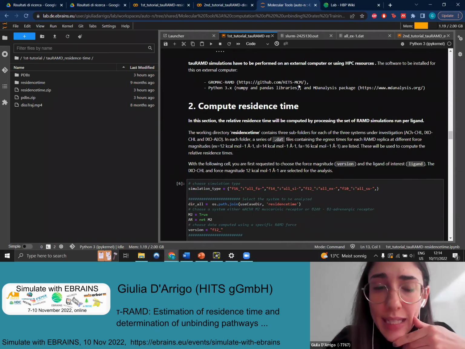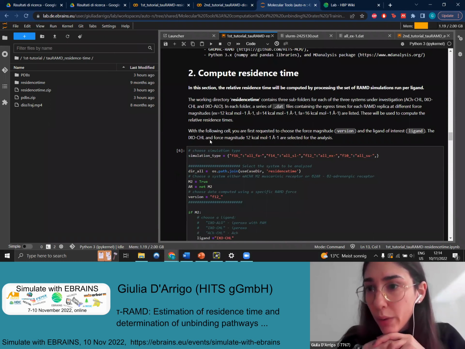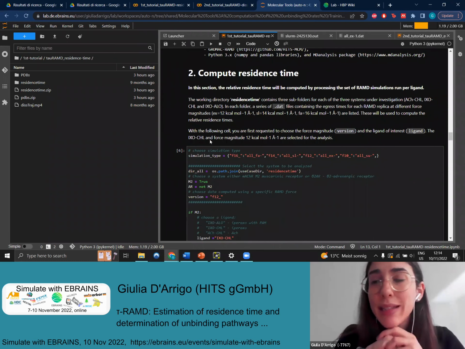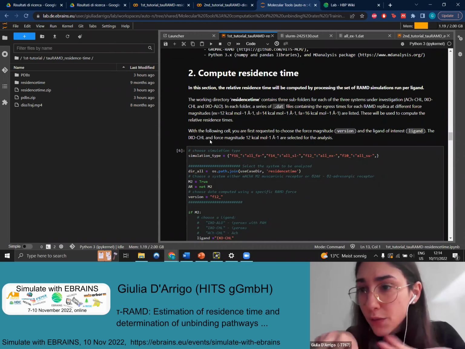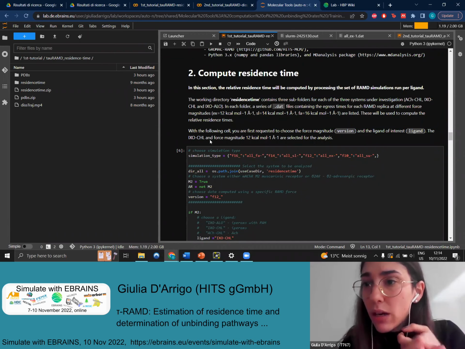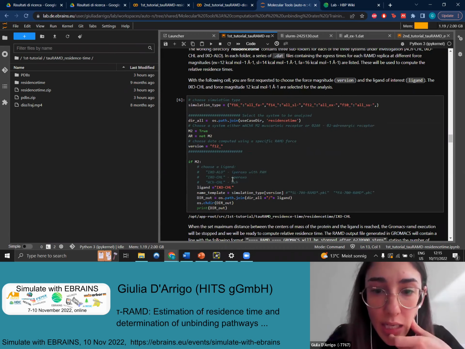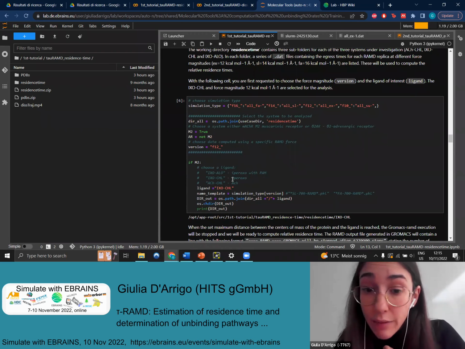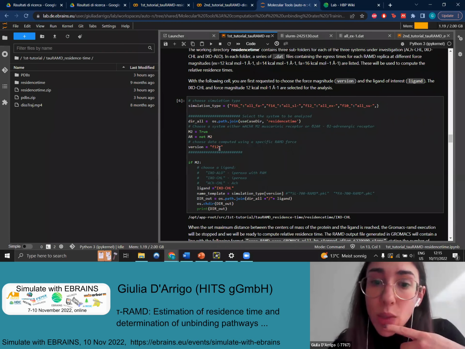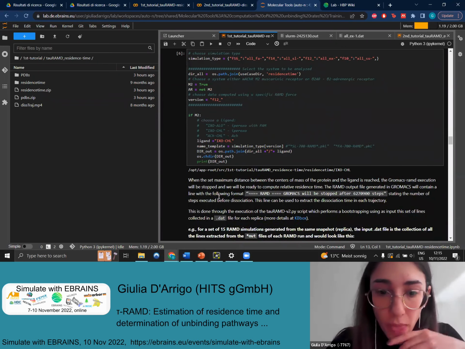If we are at point 2, we are at the exact moment where we are going to compute the residence time. In this case study, we have investigated the behavior of 3 different force magnitudes, 12, 14 and so on kilocalorie per mole, to see how they could affect the residence time. In these cells, you are asked to say what force you want to compute the residence time for, and for what type of ligand. In this case, we say 2 and only the muscarinic receptor in complex with iperoxo.